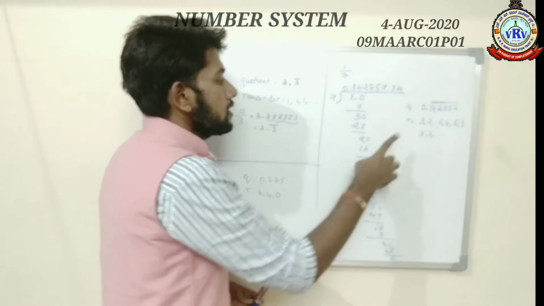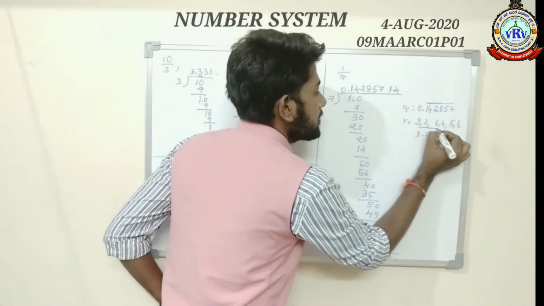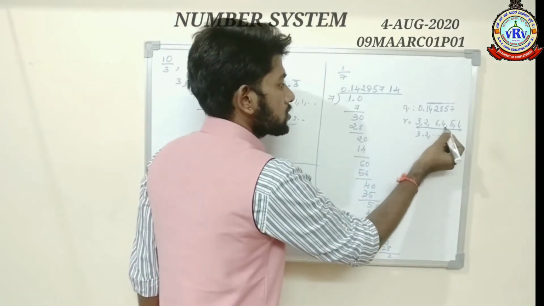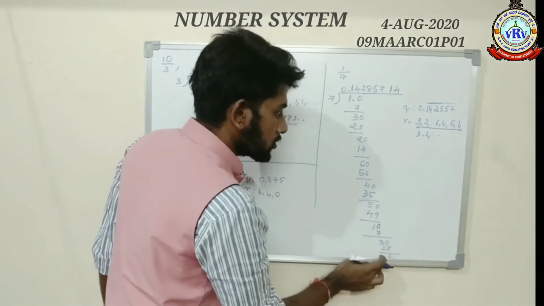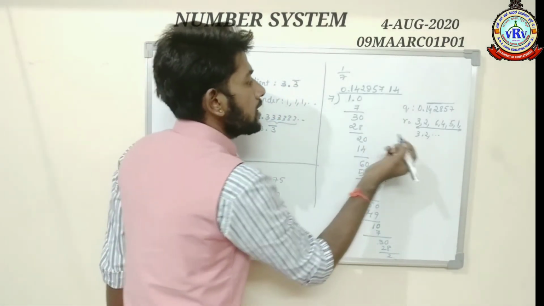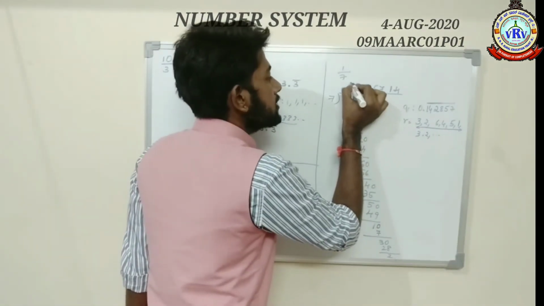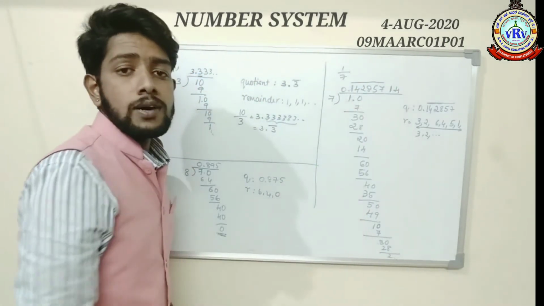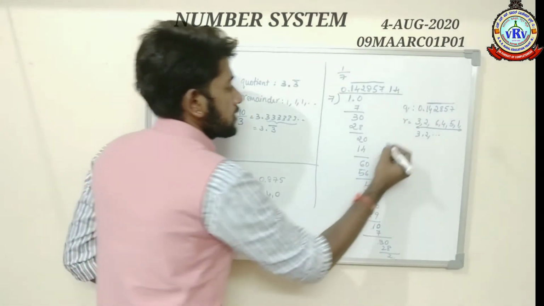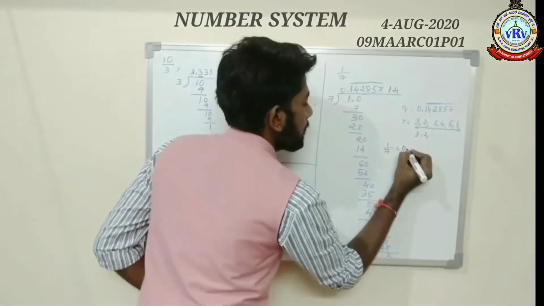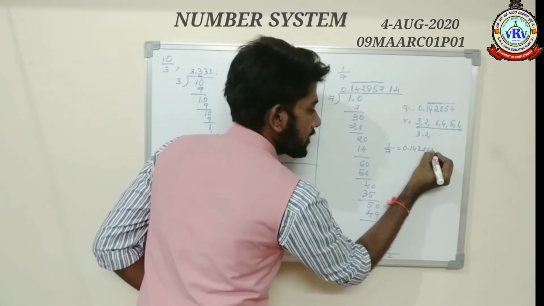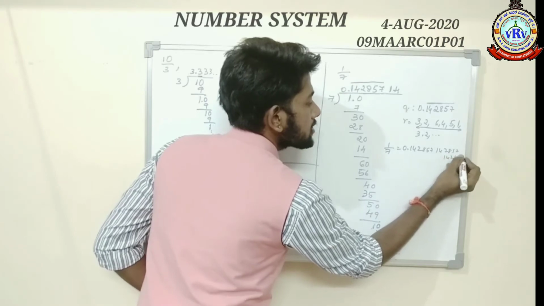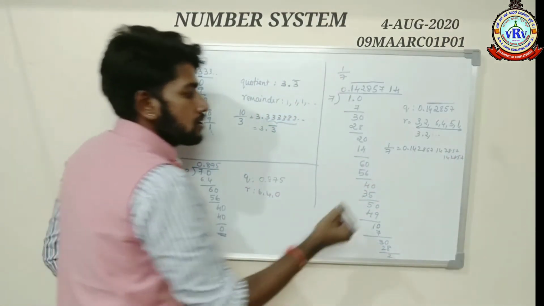Here you can see the remainder repeats after 6 digits: 3, 2, 6, 4, 5, 1. After that again 3, 2, 6 you will get. In such cases, after 6 digits in the quotient, the block of numbers repeats. Here I can write 1 by 7 as 0.142857, again 142857, again 142857 you will get in the quotient.